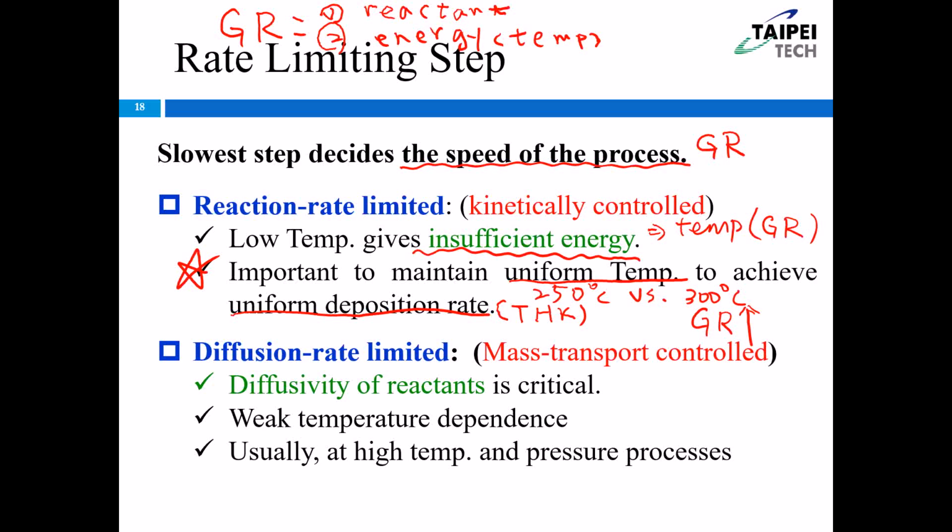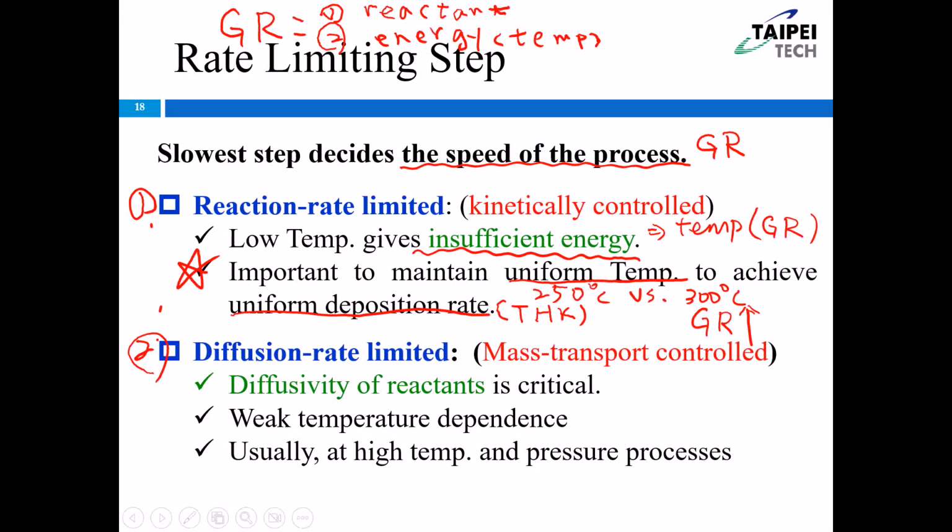Okay. And also uniform temperature can make sure we have the uniform deposition rate. It will result in the uniform thickness, due to the same deposition rate. Okay. And how about the second mechanism? For the second mechanism, it's the diffusion rate limiting.